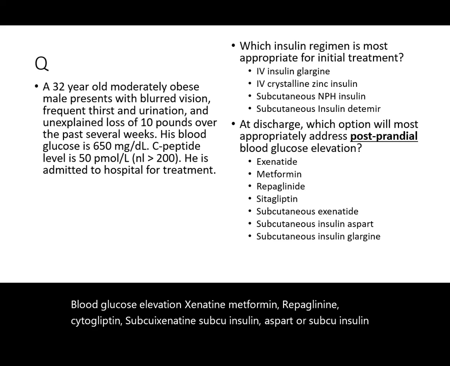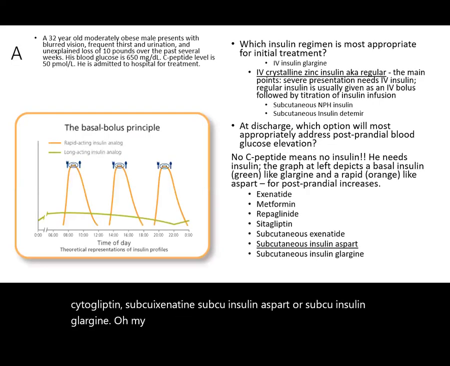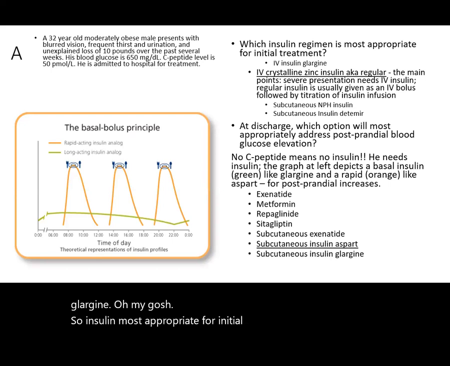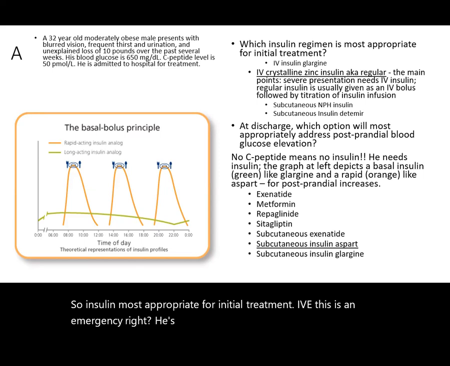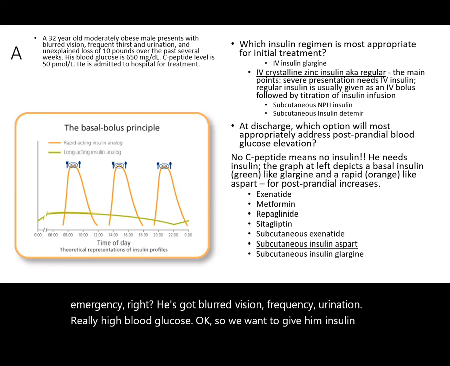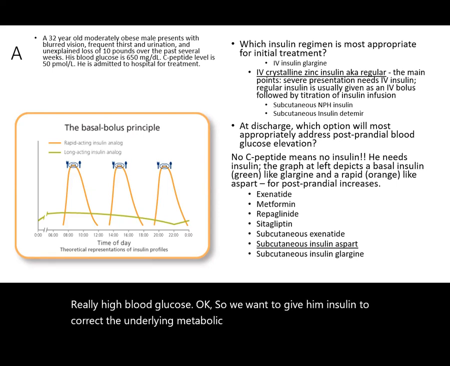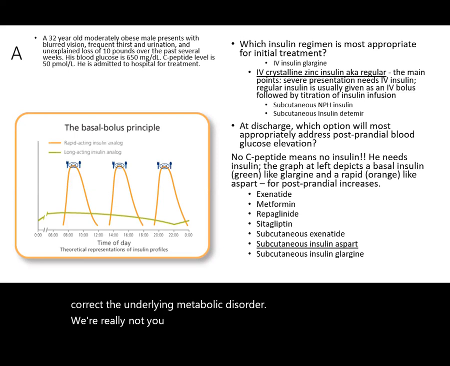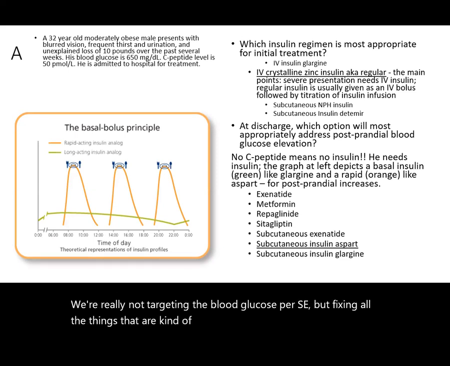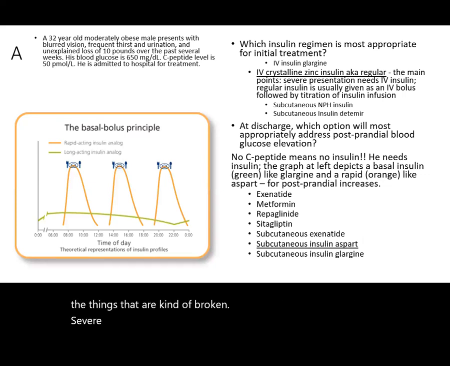Oh my gosh. So insulin, most appropriate for initial treatment, IV. This is an emergency, right? He's got blurred vision, frequent thirst, urination, really high blood glucose. Okay, so we want to give him insulin to correct the underlying metabolic disorder. We're really not targeting the blood glucose per se, but fixing all the things that are kind of broken. Severe presentation, we need IV insulin.